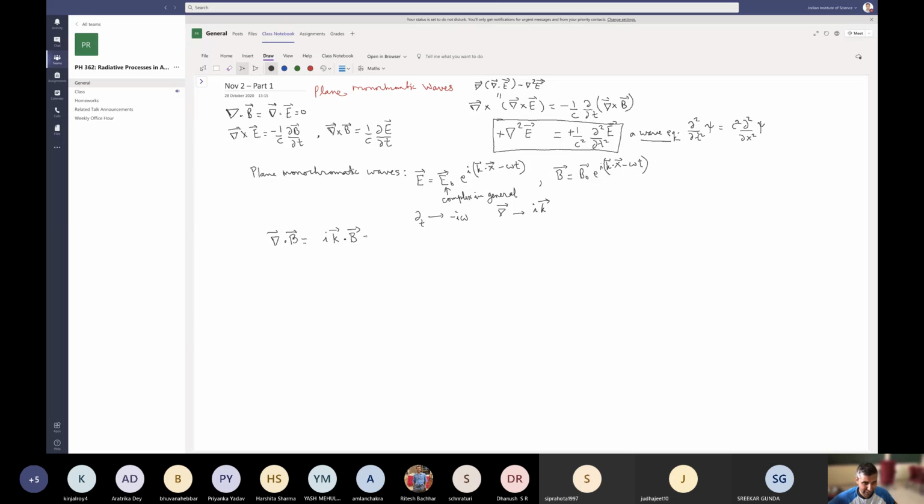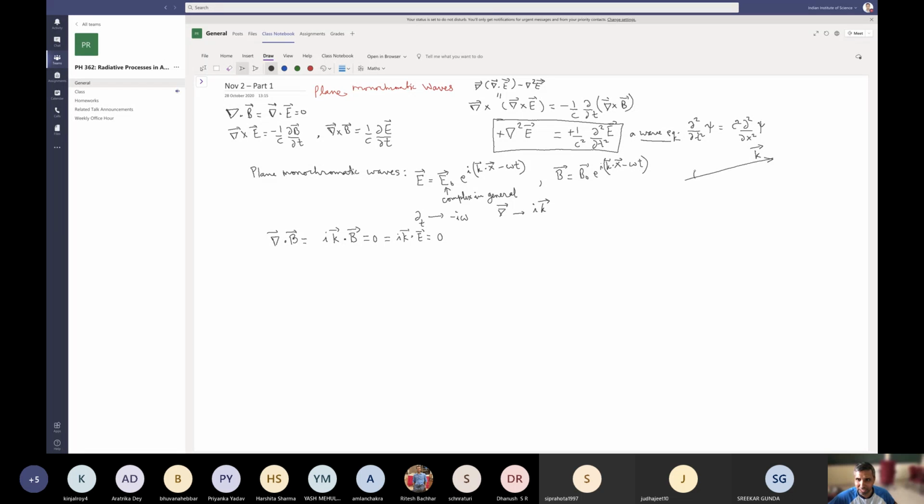So basically this is equal to 0, right? And similarly, ik dot E is equal to 0, right? And the interpretation of this form is that you have some propagation direction k. Okay, so the waves are propagating in this direction, and in fact these are like infinite plane waves.